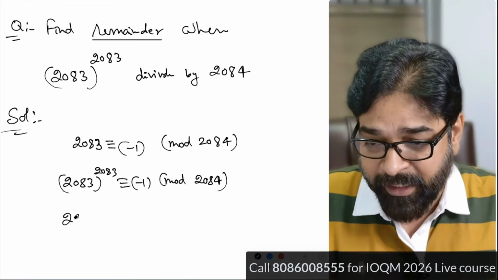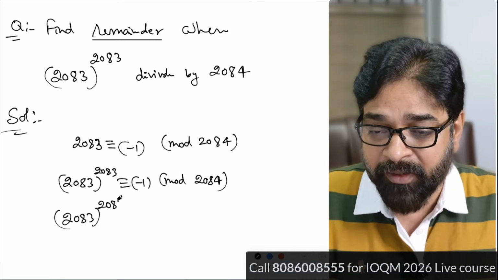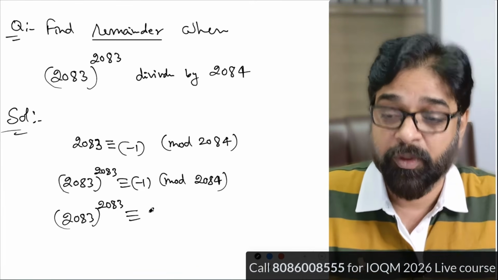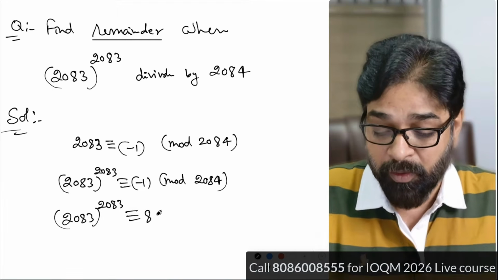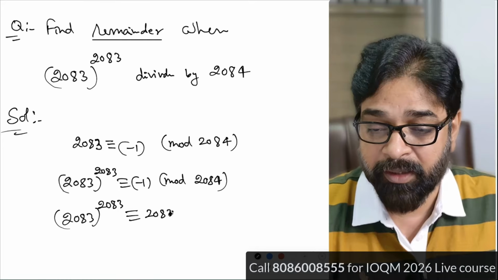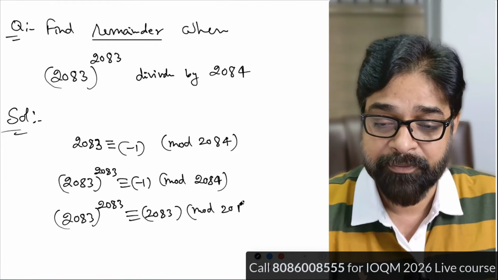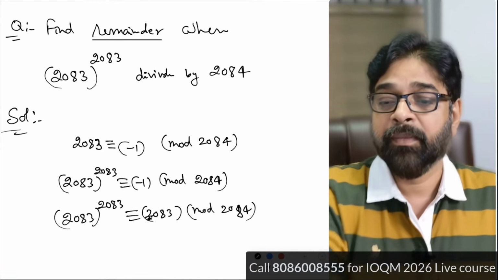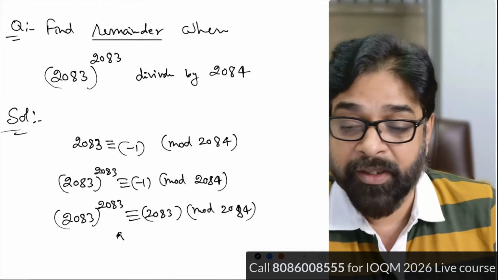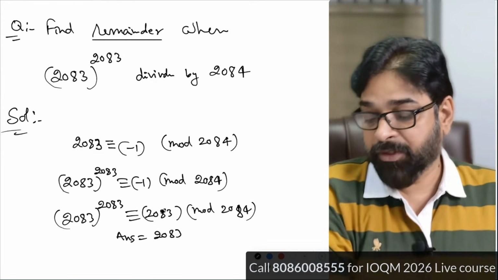So we can say 2083 power 2083 will be congruent to minus 1 plus 2084. So that will come what? 2083 modulo 2084. That's all. This is your answer. The answer will be 2083. I'm sure everybody is able to understand.